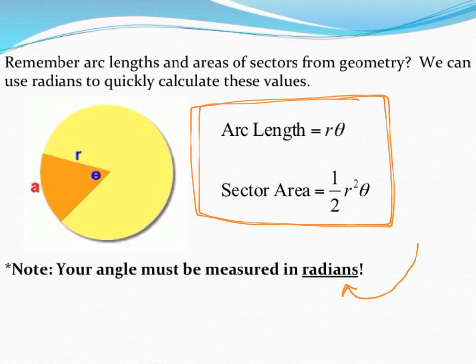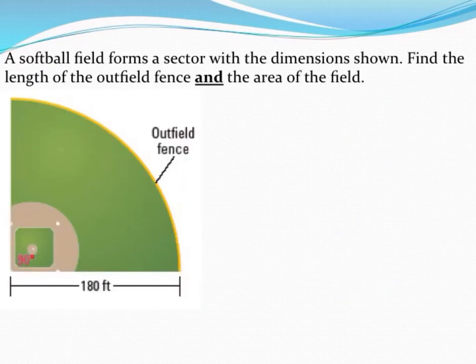So to find the arc length, we're just going to do the radius times theta, our angle, as long as that's in radians, and then to find the area of the sector, it's a half times the radius squared times theta. So using those two formulas, let's take a look at this problem right here.